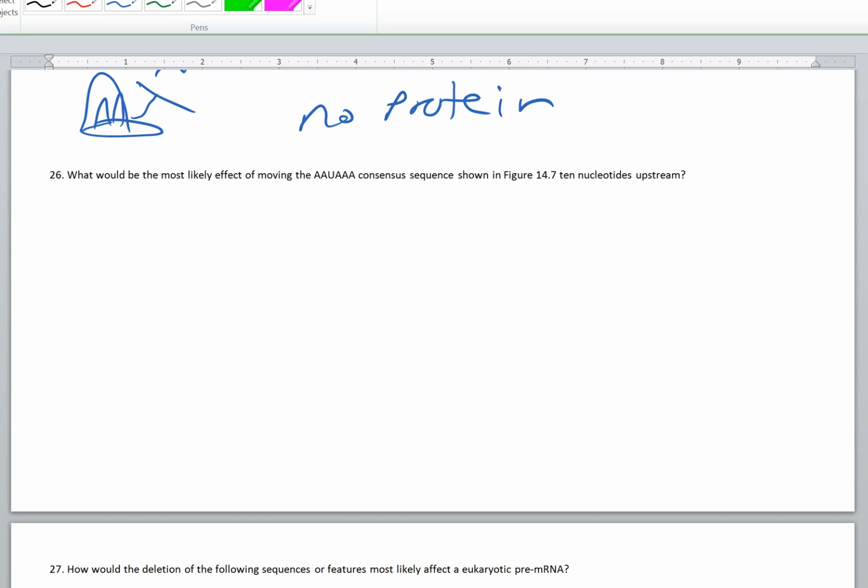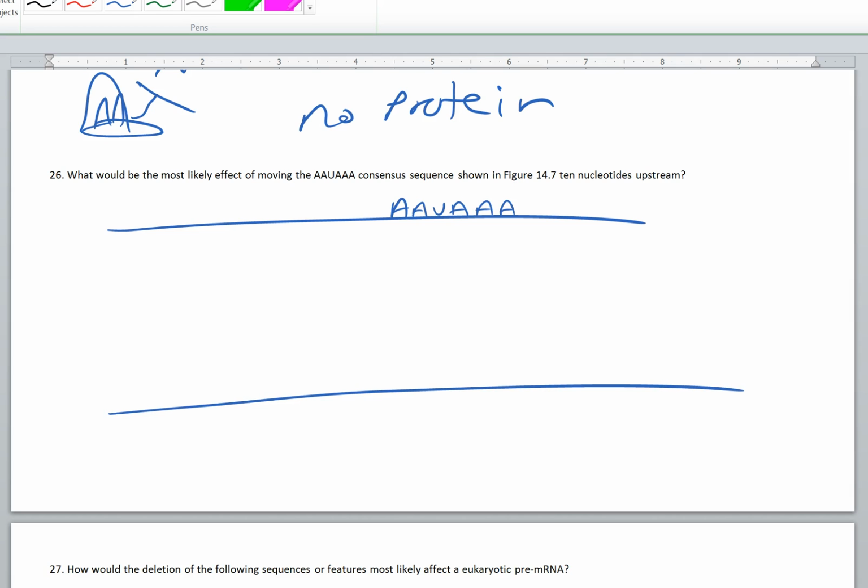What would be the effect of moving this sequence 10 nucleotides upstream? So let's say we've got one here. And then we're going to have another one, and we're going to move it up this way a little bit. Upstream is going to be to the left, or to the 5' region.